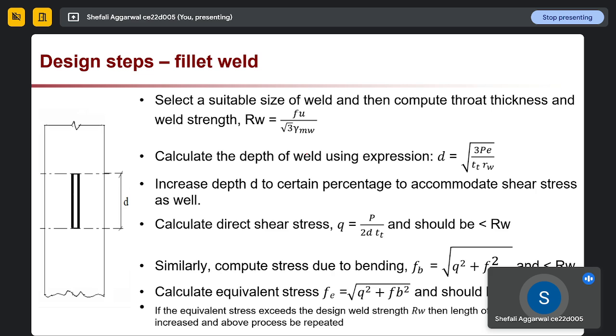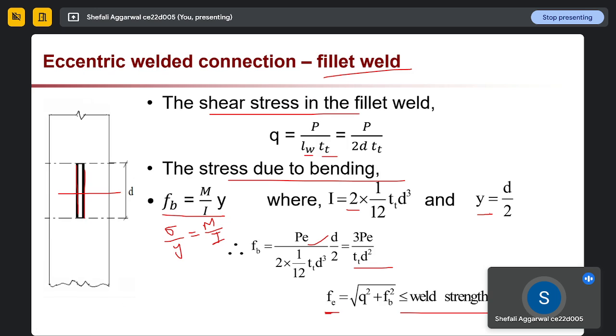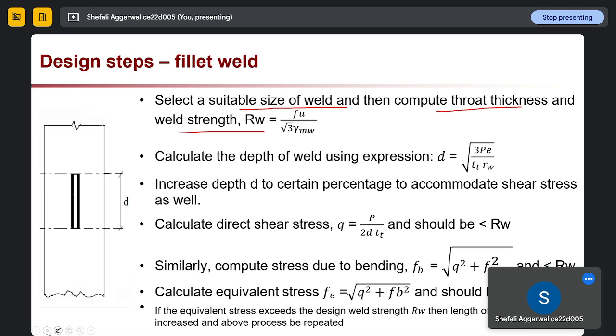So when we have to do this type of weld design, the first step is we'll select our size of weld, calculate the throat thickness and the weld strength. Weld strength is given by Fu divided by under root 3 gamma mw, this way. Next, we will calculate the depth of our weld. This depth is given by the formula 3Pe divided by dt rw. Okay, this is the standard formula. So using this formula, we can calculate the depth of weld.